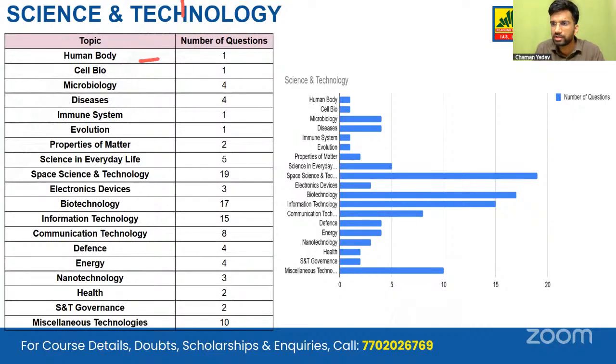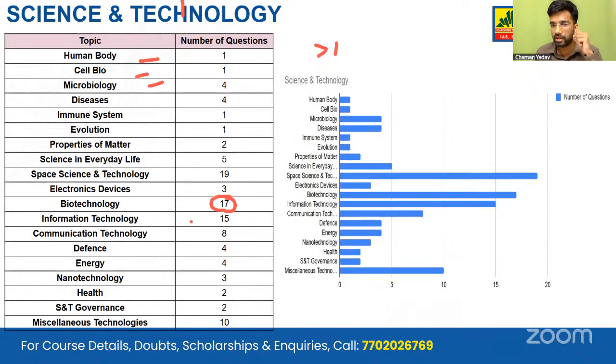So human body, just very basic general science, cell biology, general science, microbiology is also general science, diseases, immune system. We see the maximum number of questions has been asked from biotechnology. Over the past 15 years, 17, 18 questions have been asked. So the average comes out to more than one question based on biotechnology.